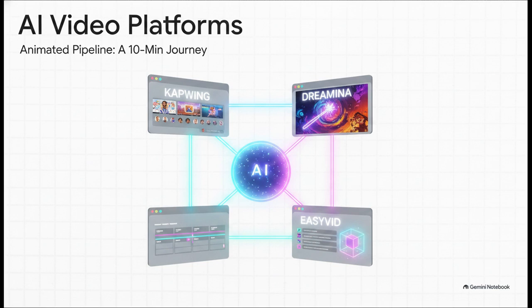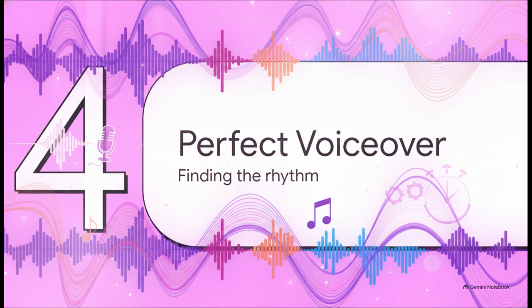Kapwing is incredible for instantly generating relevant B-roll and AI avatars across 40 different languages. Then you have Dreamina, which utilizes advanced models like Seedance 2.5 for really rich visual generation. And user-built tools like EasyVid are combining editable storyboards with Luma AI animation, putting all these amazing capabilities into one streamlined interface. Section 4. Perfecting the voiceover.